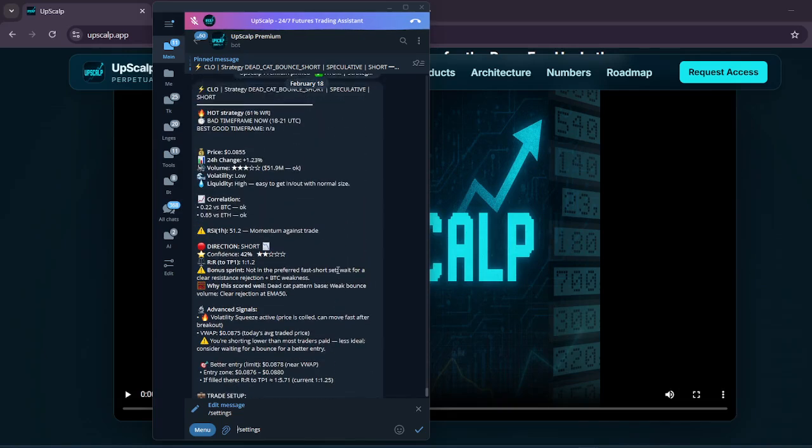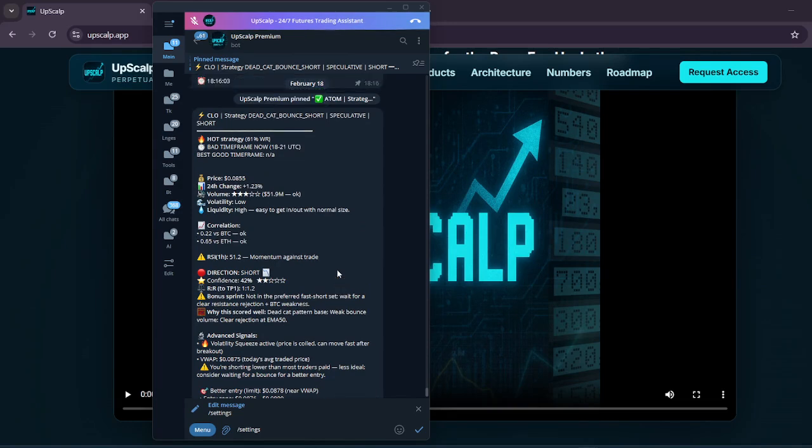What's this? We've got CLO. Okay, don't actually know that one. So you can see right at the top, it's telling you the strategy. This is a dead cat bounce short. It's speculative, so it's not high quality. We have 4 different tiers: speculative, good, excellent, and exceptional. So this is speculative. It's the lowest of the 4 tiers. But you can see it's a hot strategy at the moment.